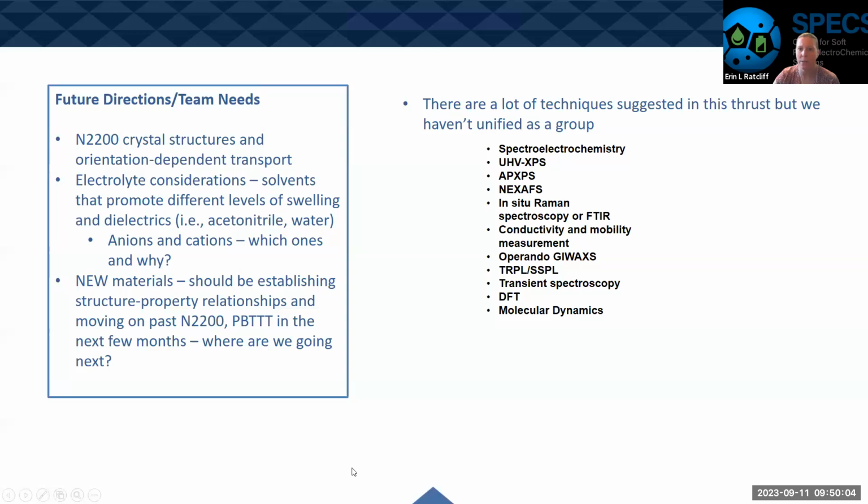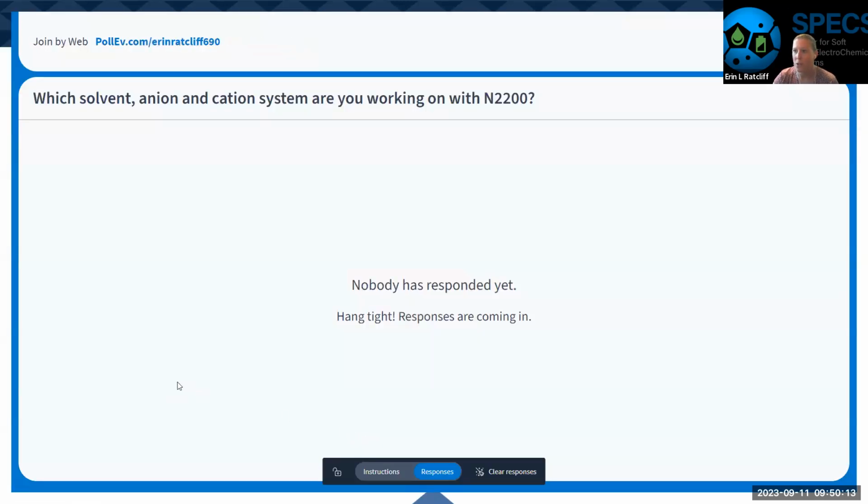Okay. Shingao, did you have something to add too? So you turn your camera on. Nope. Okay. All right. So let's start with this and let's just do a visual representation. Which solvent, anion, and cation system are you working on with N2200? Because I could also be completely wrong and everybody's doing a cohesive component.